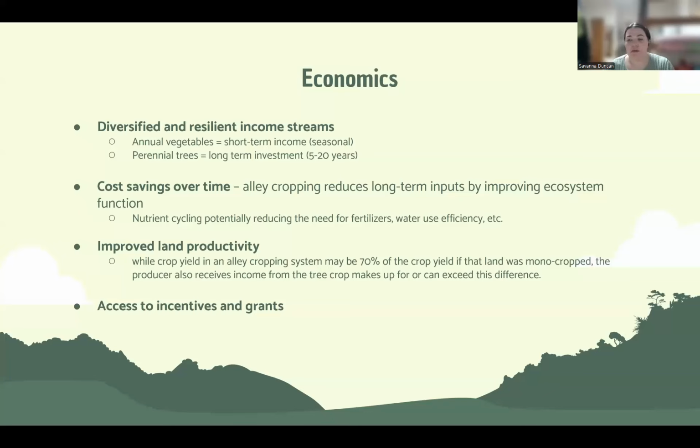For example, with an alley cropping system, you might get 70% of the crop yield you would if that land was monocropped. The producer would also receive income from the tree crops, making up or exceeding the difference lost from switching to the system and the loss from the annual plantings versus a monocrop system. Not only this, but there are many, many incentives and grants available from the USDA and more to help expand agroforestry practices, as sustainability is in our future.